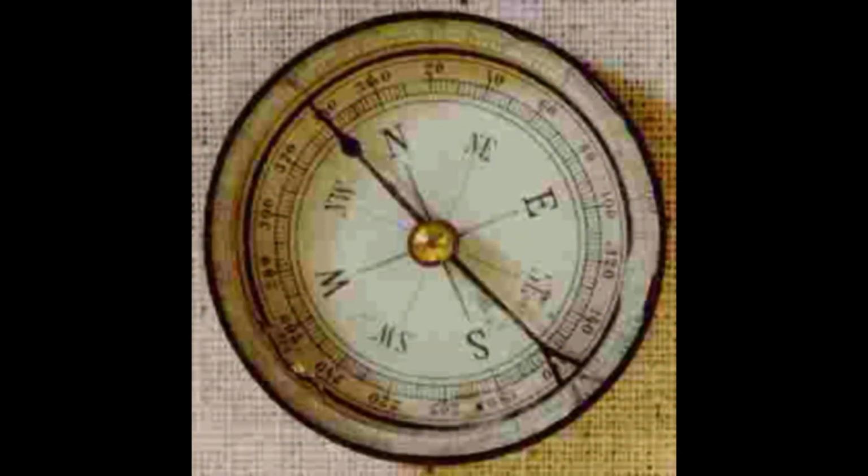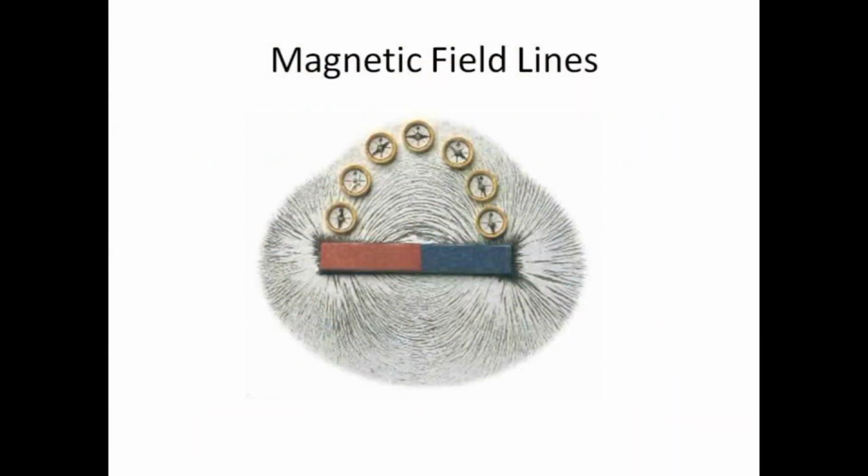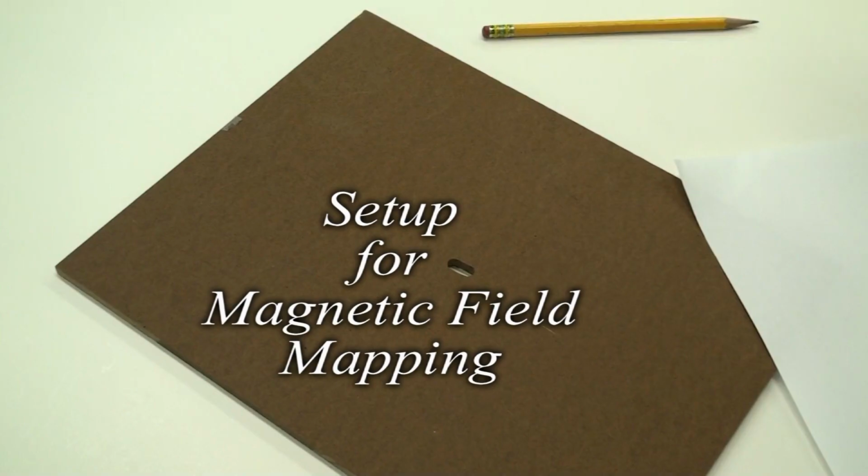Every good hiker also needs a compass. We'll use a small compass to sketch the magnetic field in the vicinity of an approximately dipole magnet. By definition, magnetic field lines point in the direction that the north point of a compass points.